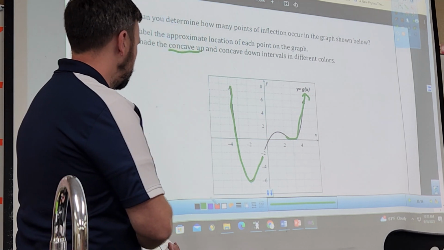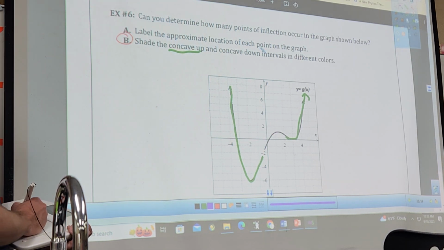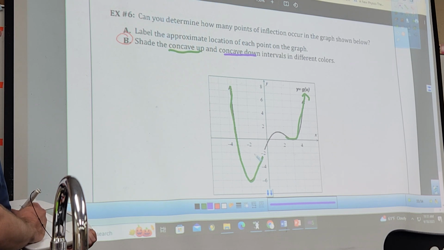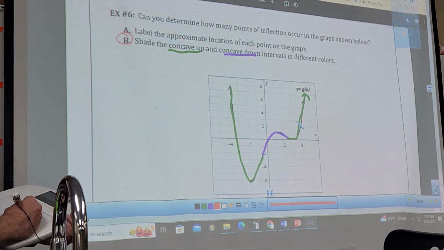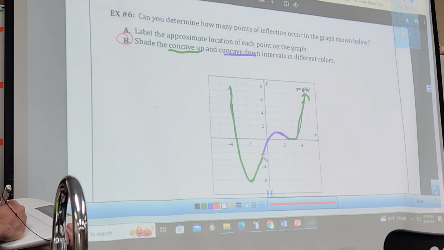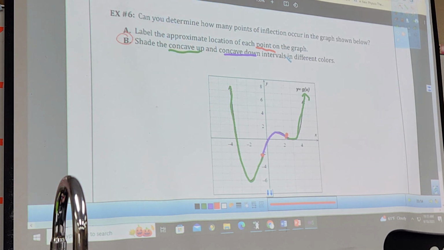Sound good? You want to use blue again? This purple that's disguised as a blue. Where am I concave down then? And how many times do I change? Twice. So how many points of inflection would there be? There you go. We'll make them red. Any questions on that one?